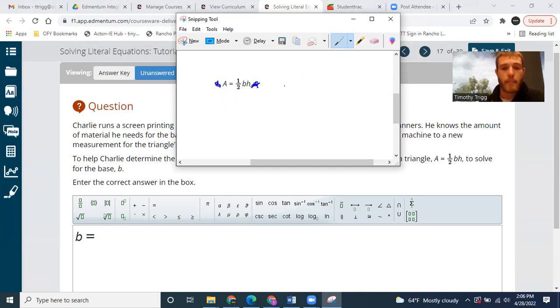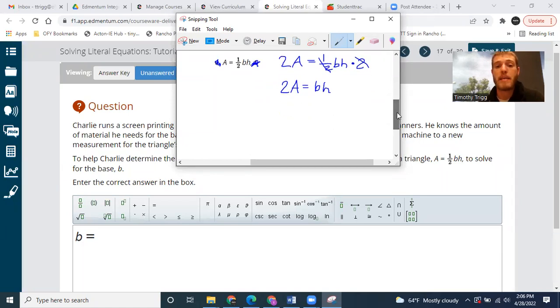So the first thing I would say is, well, we have A equals 1/2 BH. So it's 1/2 times B times H. The first thing I would do is multiply by the denominator, in this case 2. Multiplying by 2 will cancel out this 1/2. But that means I need to multiply the left side also by 2. Remember, whatever you do on one side of the equation, you have to do the exact same thing on the other side of the equation. This gives us 2A equals BH.